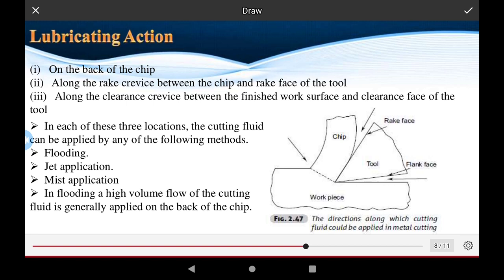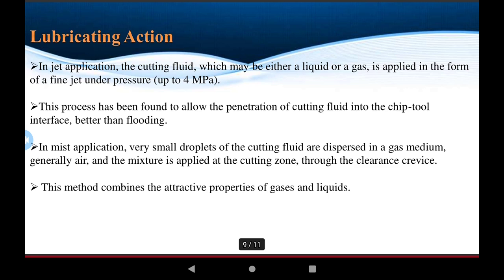Flooding and jet application. Jet is also used to supply coolant and mist application. The flooding is a high volume flow of the cutting fluid, a generalized application on the back of the chip. Lubrication action is continued.